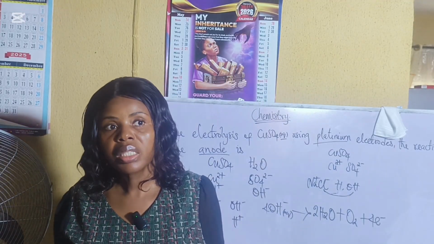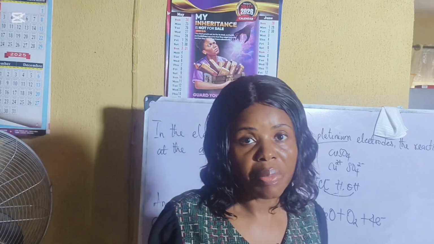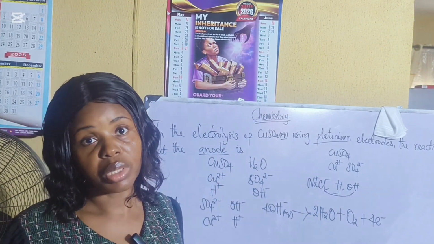Remember what I said, that there are things worthy of note whenever you are doing electrolysis. First is, am I doing electrolysis of a molten compound, or of a solution of a compound? If it's molten, then I have just 2 ions, 1 cation and 1 anion. And if I'm doing electrolysis of a solution of a compound, I have 4 ions, 2 cations and 2 anions. Then remember that at the anode oxidation takes place, and at the cathode reduction takes place.